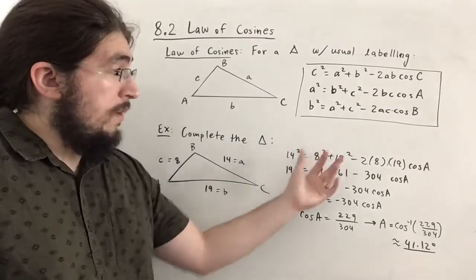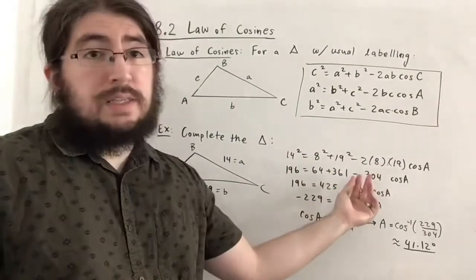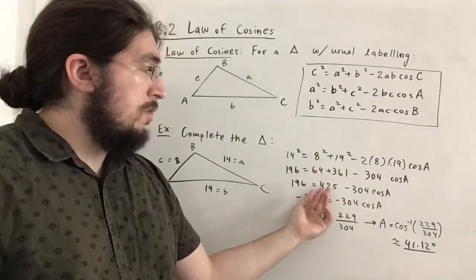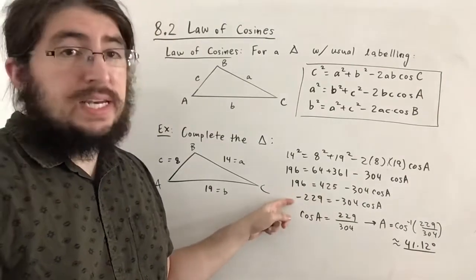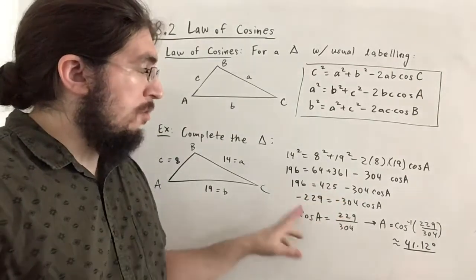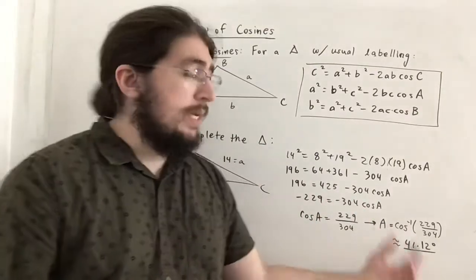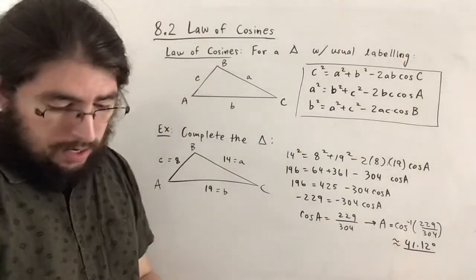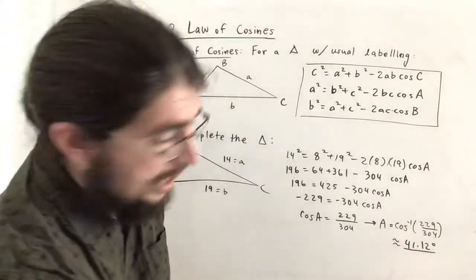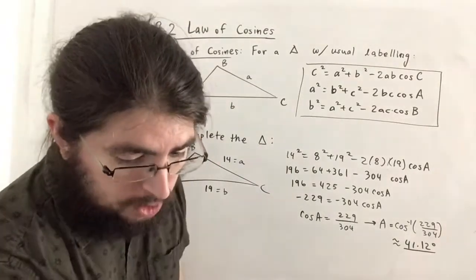Of course, I'm just squaring these to get these values, multiplying this to get this 304, combining these to 425, subtracting to the other side to get this negative, dividing by negative 304 to get cosine by itself, and then taking cosine inverse to solve for A using my calculator, and there it is. And let me write this in red here. We got the angle 41.12 degrees.